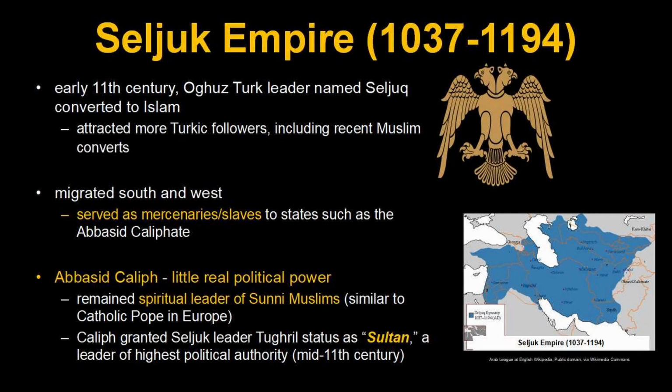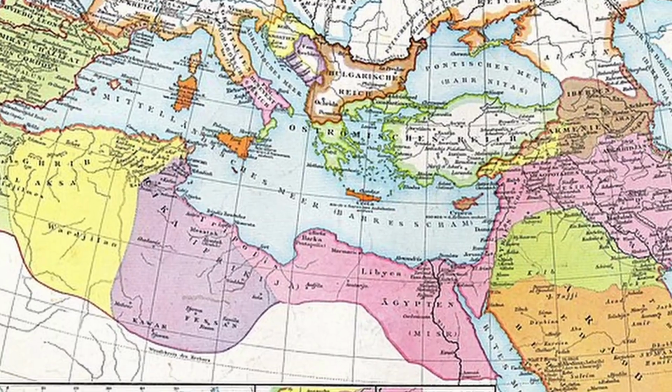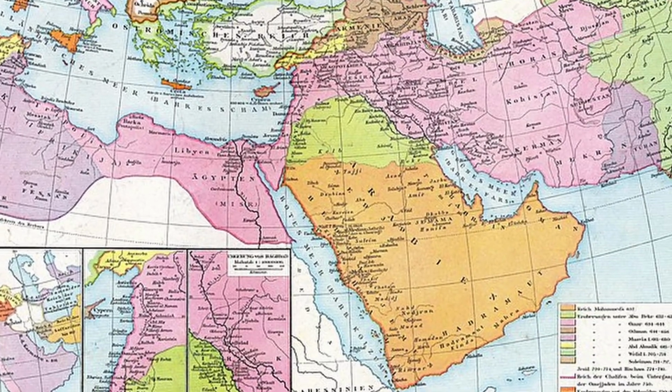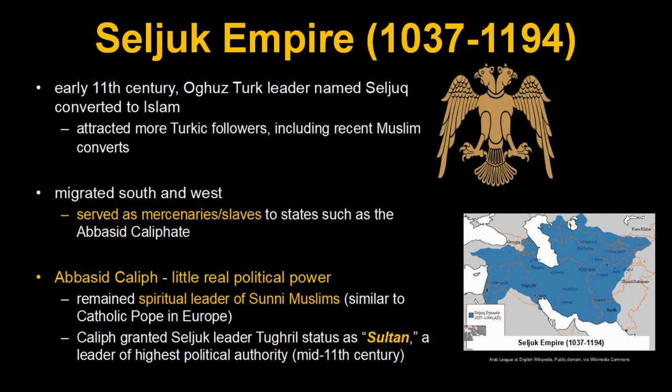As we mentioned before, the Abbasid Caliphate was completely fragmented by this time, and the Caliph had very little actual political power. But he still retained his role as the spiritual leader of Sunni Muslims, and many of the leaders of these other states sought his approval and recognition in order to gain legitimacy. The Seljuks were granted legitimacy by the Caliph under the reign of Tugril, who the Caliph recognized as Sultan, an Arabic term implying a leader of the highest political authority.